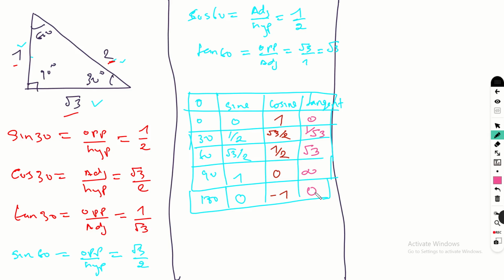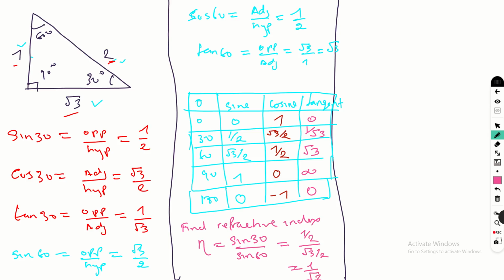Then, if they ask you to find the refractive index, which is n equal to sine 30 on sine 60, what will be your answer? You just come, what's my sine 30? It's half, divided by sine 60, root 3 on 2. And you say your answer will be 1 on root 3. As simple as that. Or you can go to your calculator and punch sine. I'm going to show you how to use your calculator.